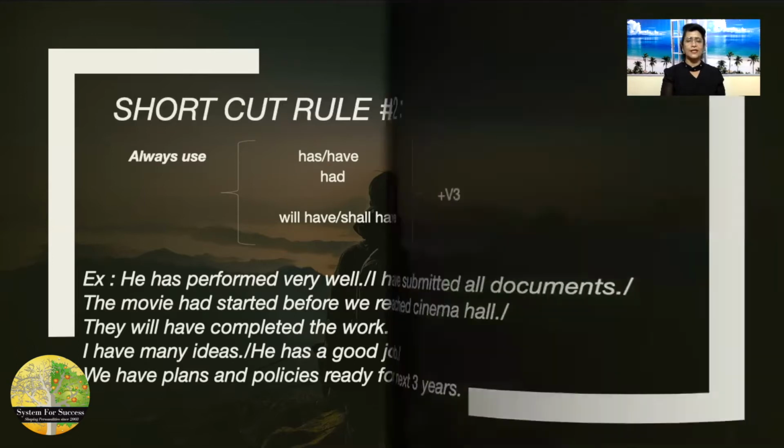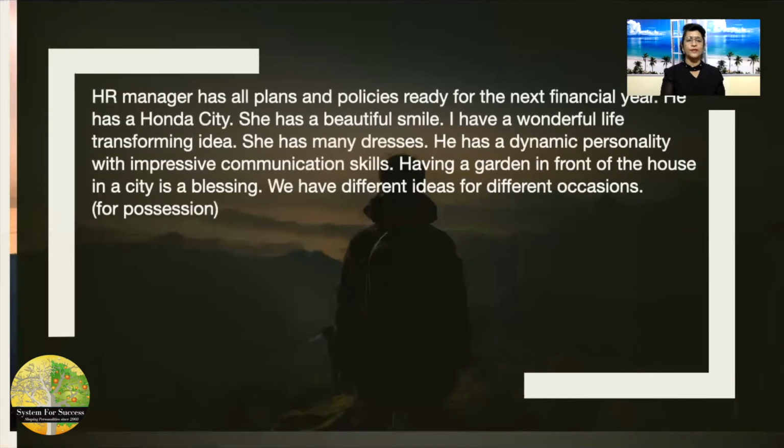Some more sentences are: HR manager has all plans and policy ready for the next financial year. He has a Honda City. She has a beautiful smile. I have a wonderful life transforming idea. She has many dresses. He has a dynamic personality with impressive communication skills. Having a garden in front of the house in a city is a blessing. We have different ideas for different occasions.